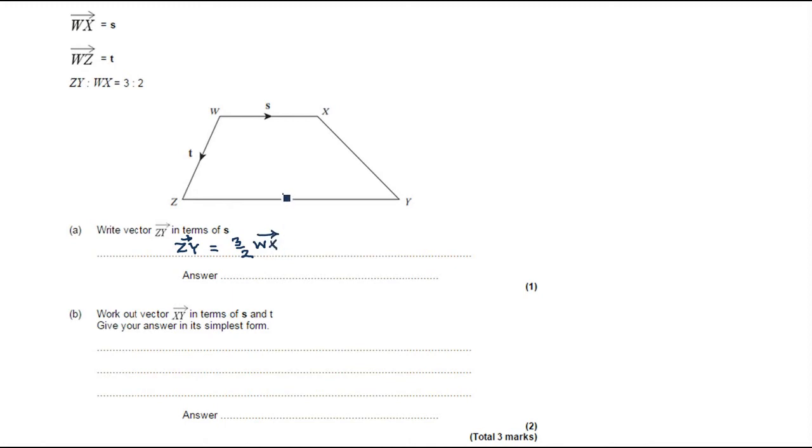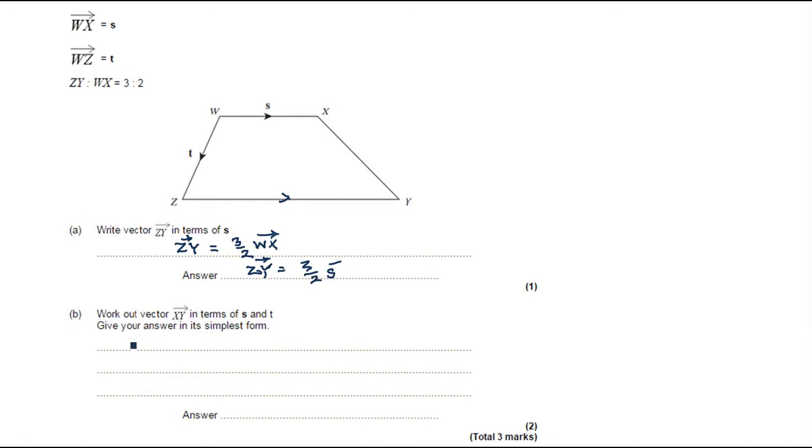And we need to just draw the vector on here. Okay, so ZY is a length, but it's also a vector now. ZY equals 3 halves of WX. Therefore, ZY must equal 3 halves S. And for 1 mark, that completes the first part, part A.